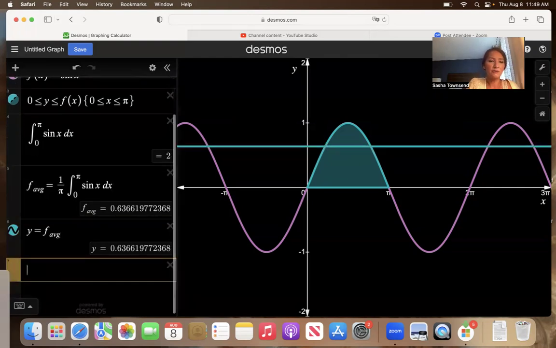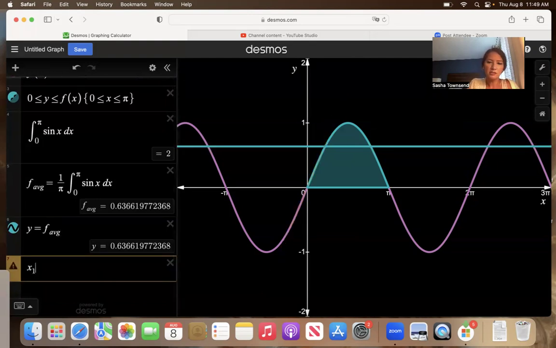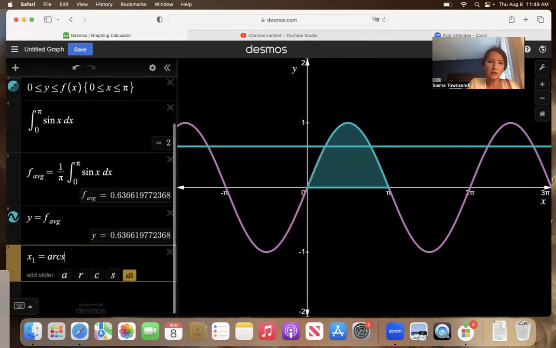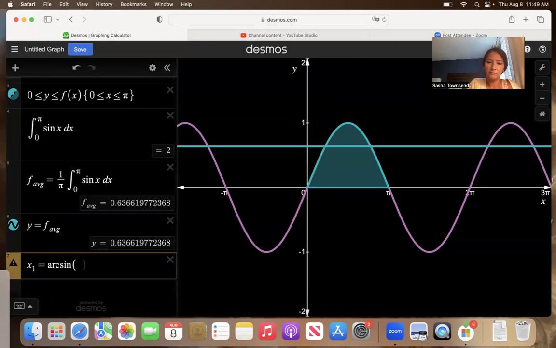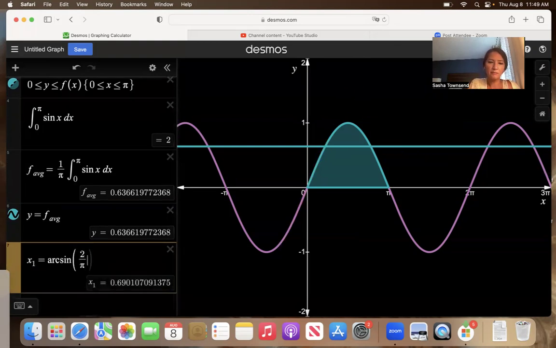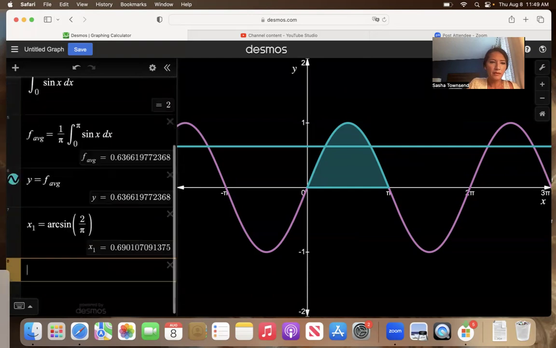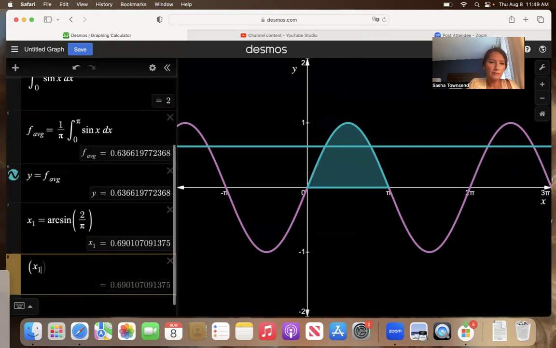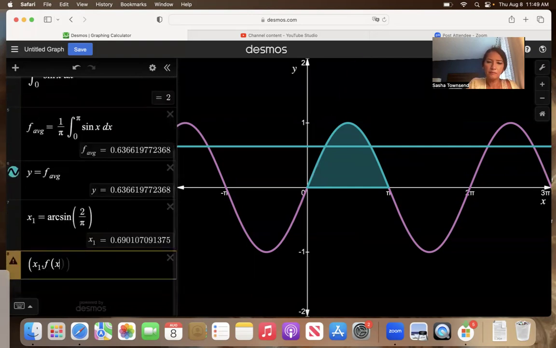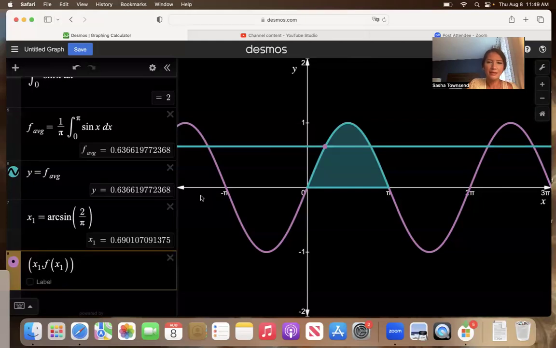You might say, how do you find that? Well, we'll just let x1 be the first solution, and that's the arc sine of 2 divided by pi. And let's plot x1 and f of x1. Yep, it is that value. That's what I was expecting. That's what I was hoping. So we get that arc sine of 2 divided by pi.